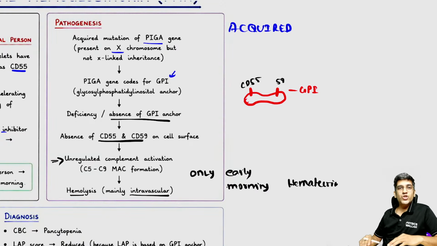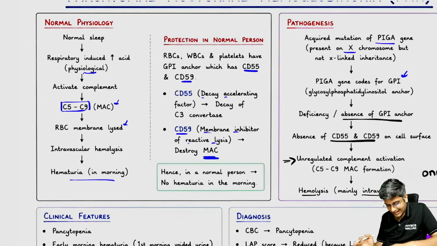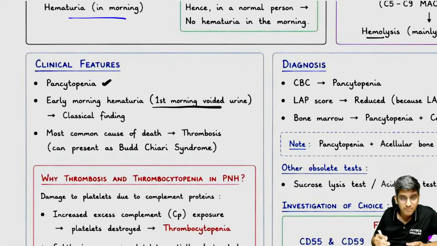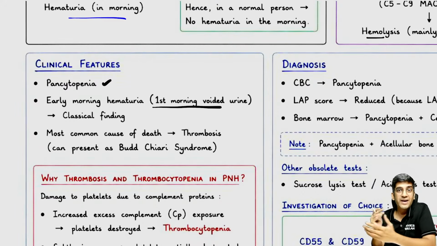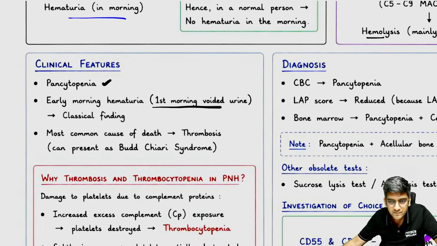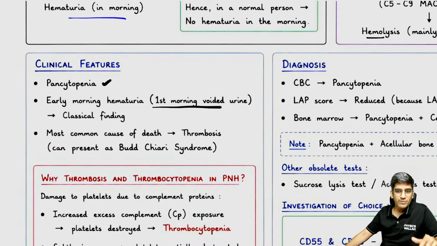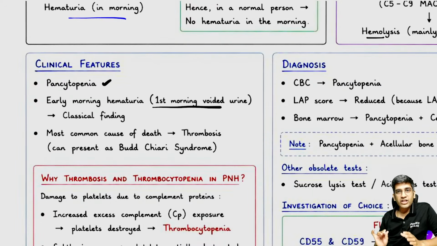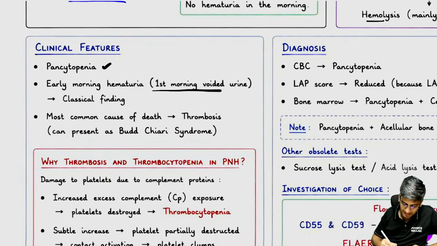So PNH is not actually only anemia. It's a pancytopenia. Though I call it anemia because it's very evident. Patient will come and tell you, you have red color urine. Patient will not say, doctor, my WBC is reduced, right? Okay? You're right, it will destroy everything, right? But early morning hematuria is a classical finding here, right? And the most common cause of death is thrombosis.